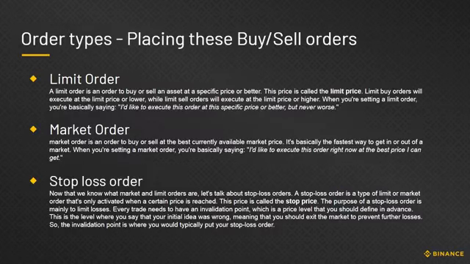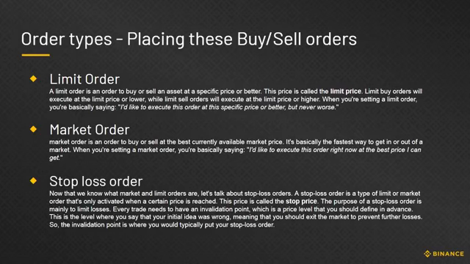Okay, so let's look at order types. When you buy and sell on an exchange, we're looking at different order types. The first thing we have is a limit order, a market order, and a stop loss order. Now, a limit order is an order to buy or sell an asset at a specific price or at a better price. This price is called the limit price. Limit buy orders will execute at the limit price or a lower price, while limit sell orders will execute at the limit price or higher.